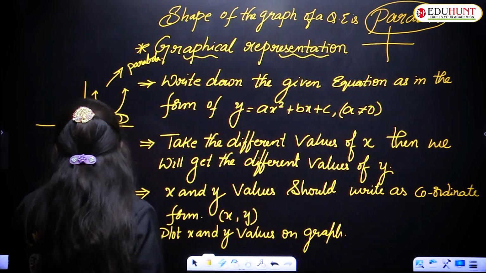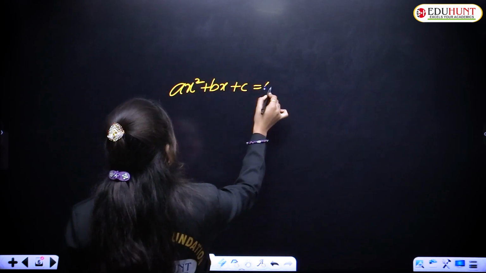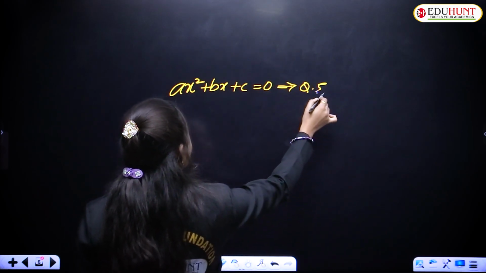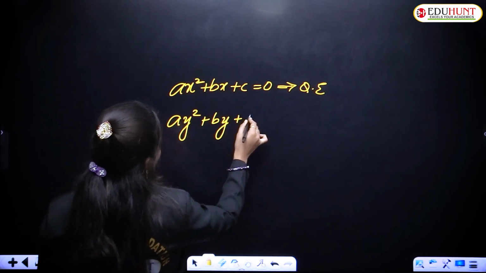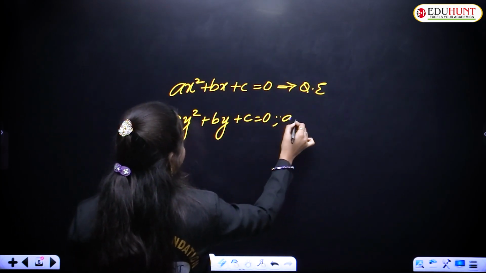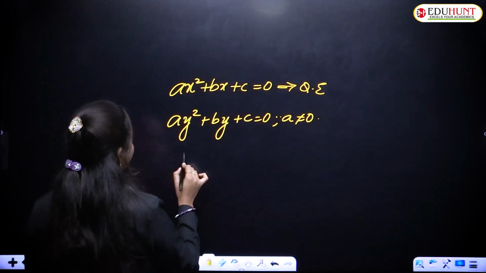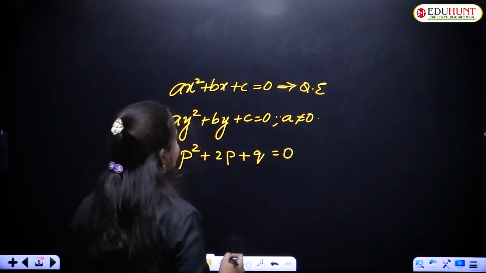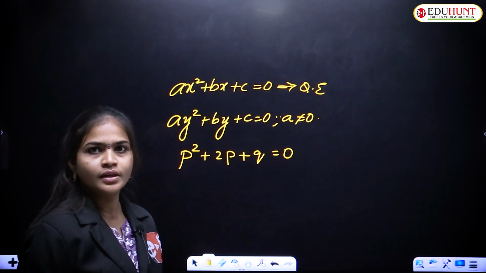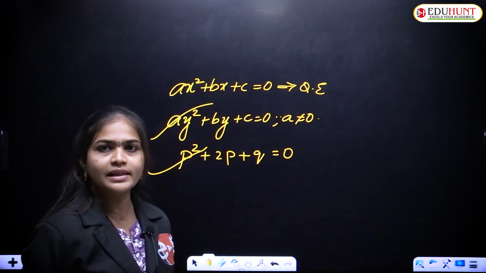Here I told you that ax square plus bx plus c is equal to 0. This is a quadratic equation I am saying. For example, ay square plus by plus c is equal to 0 and here a not equal to 0. Is it a quadratic equation or not? Here p square plus 2p plus q is equal to 0. Is it a quadratic equation or not? Yes, these two also are quadratic equations.